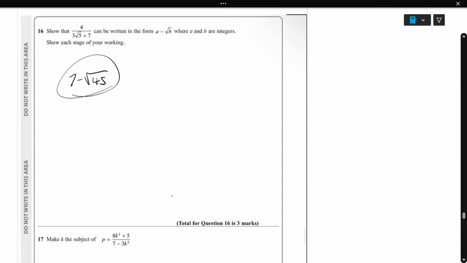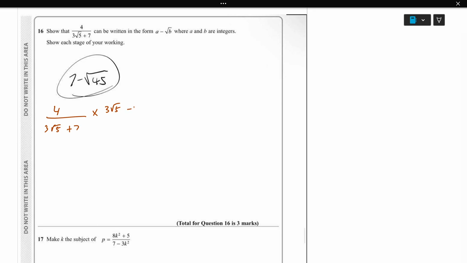Question 16. Show that 4 over 3 root 5 plus 7 can be written in the form. We have to rationalize the denominator. So 4 over 3 root 5 plus 7 times 3 root 5 minus 7 over 3 root 5 minus 7. The numerator is going to be 4 times 3 root 5 minus 7. The denominator is going to be 3 root 5 whole squared minus 7 squared.